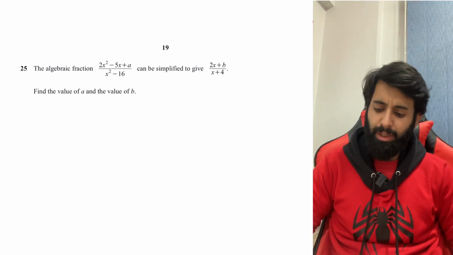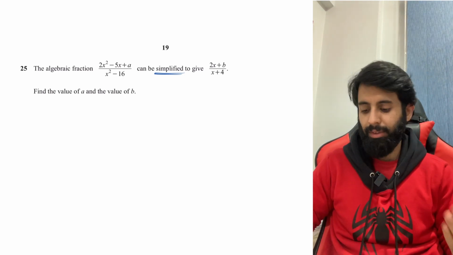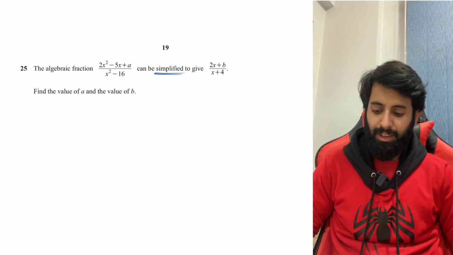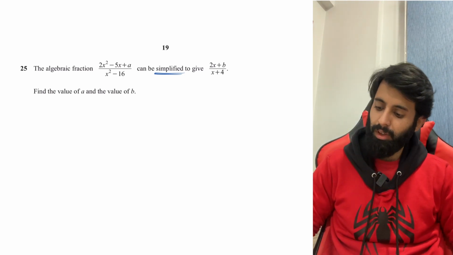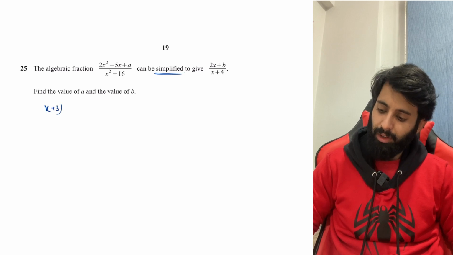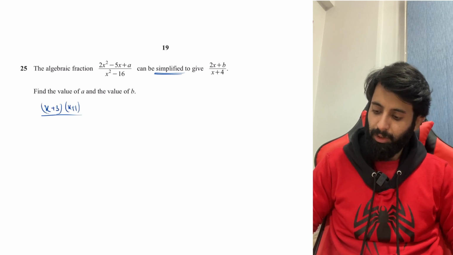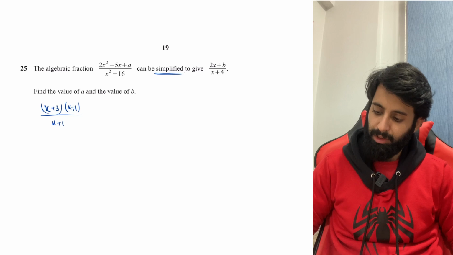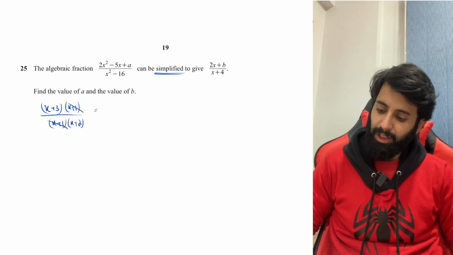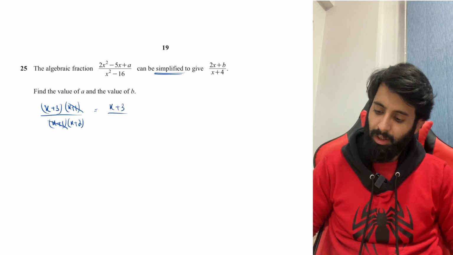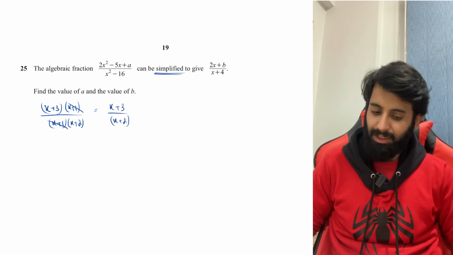So now what exactly does simplify or simplification mean? Okay, so there's a difference between simplify and solve. If I have, let's say, (x plus 3) over (x plus 1) times (x plus 2), again not the answer to this question, but I'm just trying to explain a concept over here. If I cancel out x plus 1, what I get is x plus 3 over x plus 2.